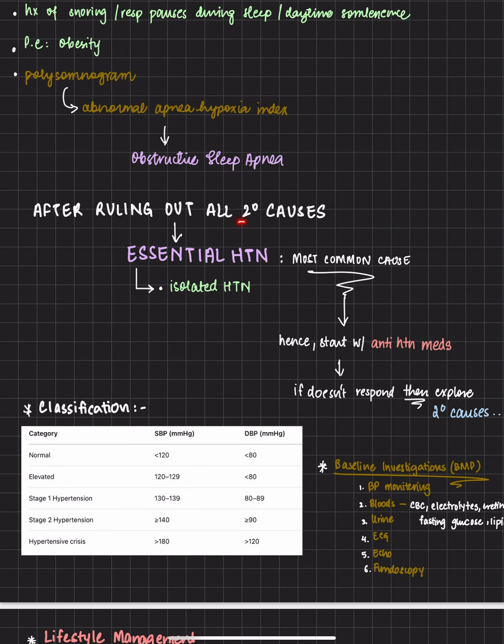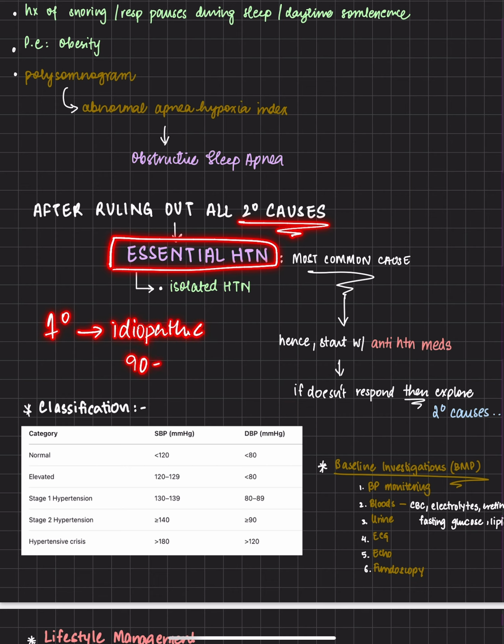So after ruling out all secondary causes, you can say that the patient has essential hypertension, which means it's primary, and which means it's idiopathic, and is also the case in 90 to 95% of all situations. So this is when the patient has isolated hypertension and there is no other cause that can be identified.